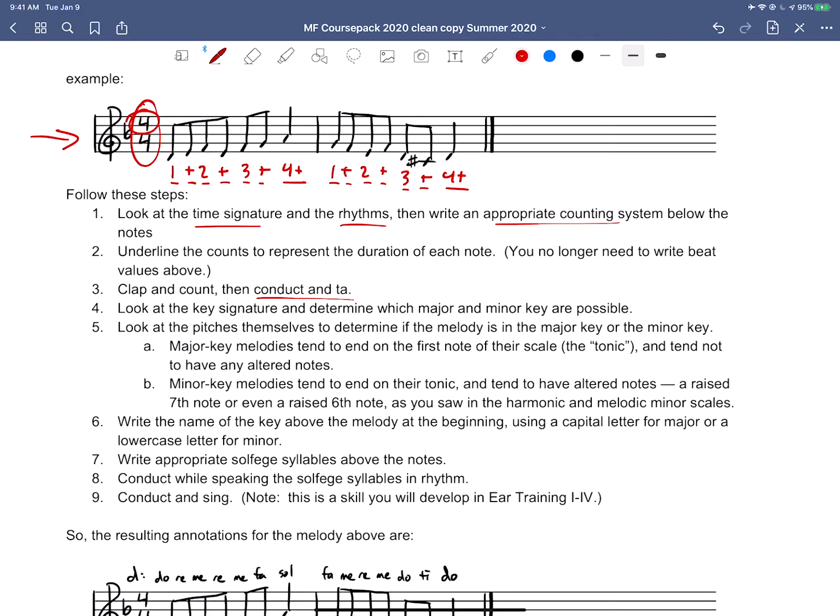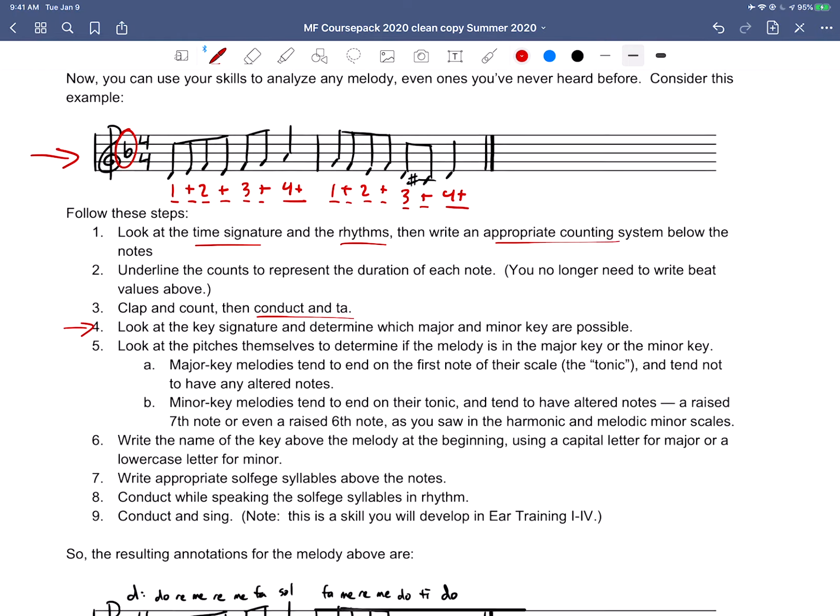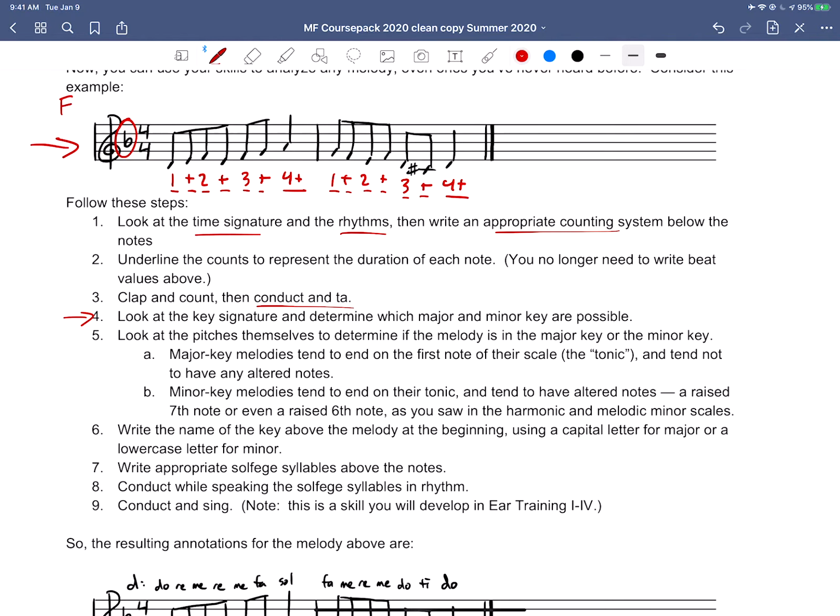Now we're going to tackle the pitch a little bit. So I'm going to clean up a little bit of this annotation here at the top. We're going to look at the key signature next and figure out what the possibilities are. So we have 1 flat in our key signature. You should know immediately that you are either dealing with F major or D minor, so capital F or lowercase d. We don't know which one it is yet, but those are the 2 possibilities.